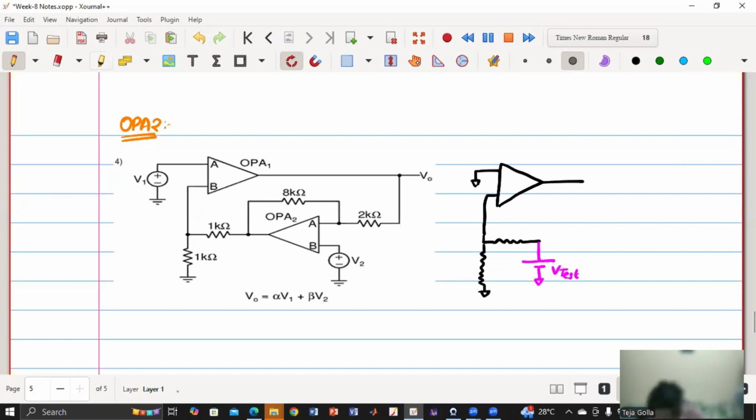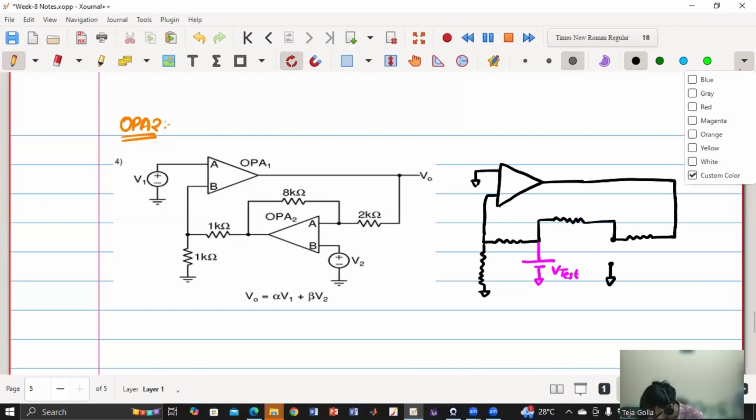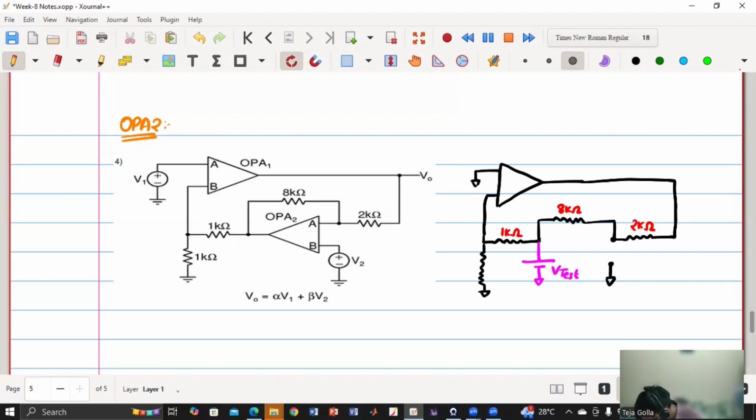And now as this is disconnected, we have a resistor here, 8K, connected to terminal A, and B is connected to a voltage source, so it will be shorted. Now this is my 2K, which is connected to the output of the first op-amp. So now let me draw. First of all, this is 8 kilo ohm. This is 2 kilo ohm. This is 1 kilo ohm. This is also 1 kilo ohm. So this is my terminal A. This is my terminal B.